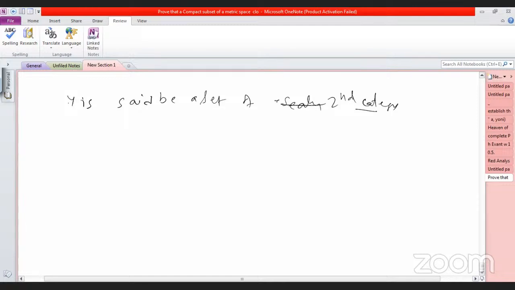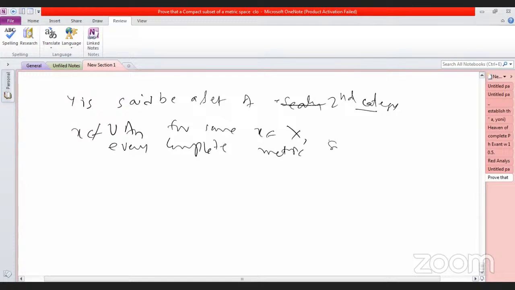The statement is: if A_n is a sequence of nowhere dense subsets of a complete metric space X, then there exists an x in X that does not belong to the union of A_n. Every complete metric space is of second category. మీదంతా మర్చిపోయినా ఈ లాస్ట్ స్టేట్మెంట్ అన్నా రాయాలి. Every complete metric space is second category. So this is what we have to prove.